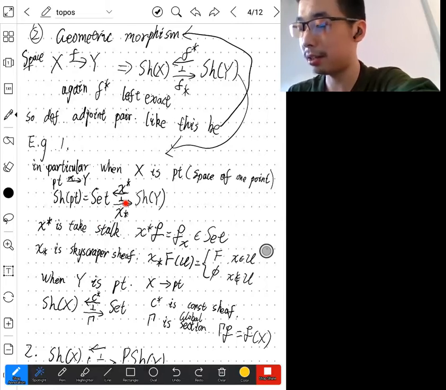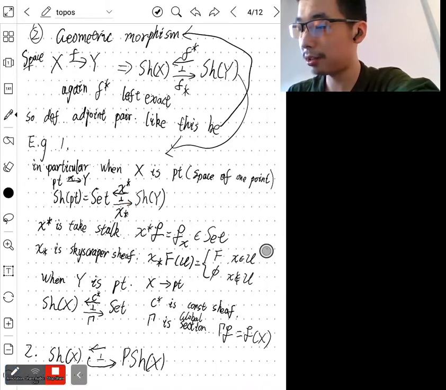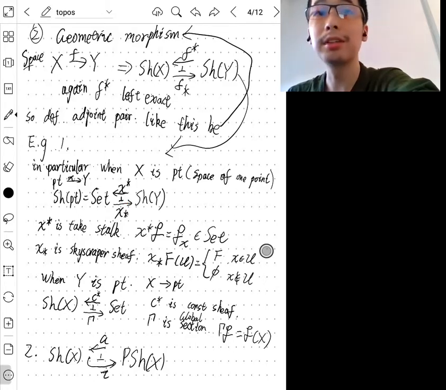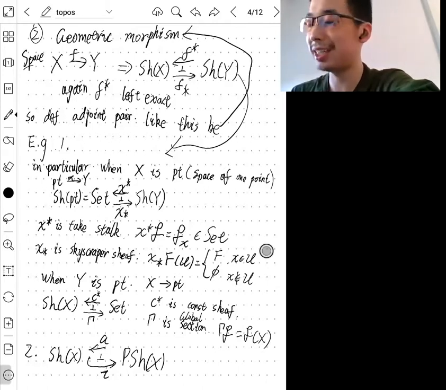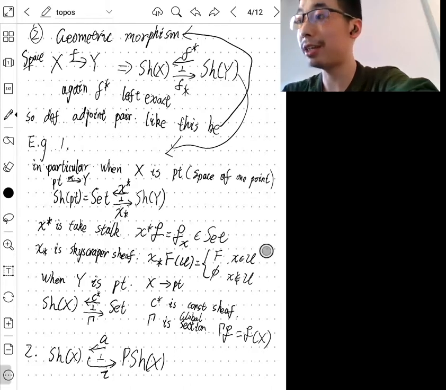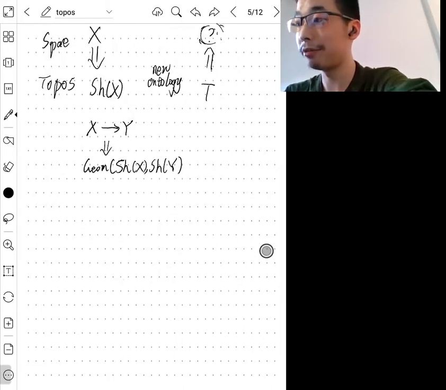There are two spaces, but what we talked about just now, the sheafification, is also such a pair, because we know it is left exact. So this is to say, the presheaf category is again a topos, but how can you think of this as a space? But we again call it a geometric morphism.